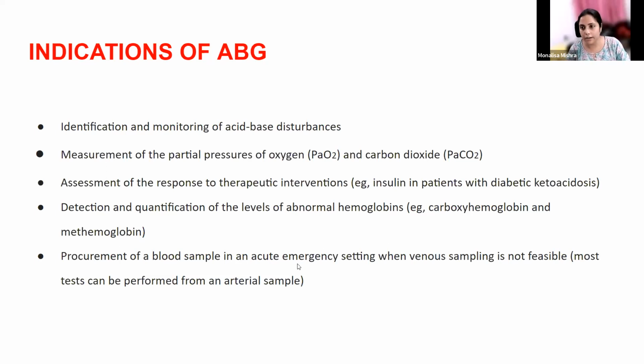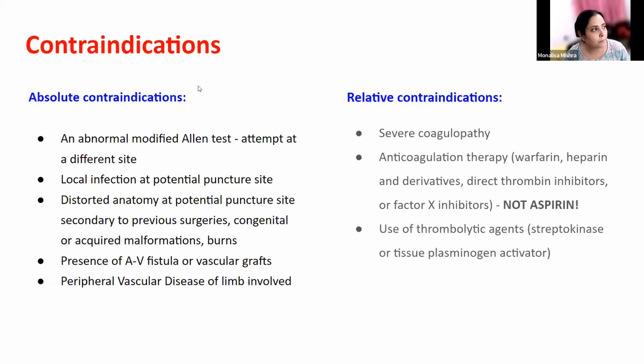But the major reason why you do ABG is that for all the sick patients in the morning, you do ABG to identify if there are any acid-base disturbances, let it be CKD patients, let it be COPD patients, to see the PO2 of the patient, to see the PCO2 of the patient, and to see the response to your therapeutic interventions. So these are the indications of doing ABG. But what is important for you to know also is that there are a lot of contraindications for doing ABG as well.